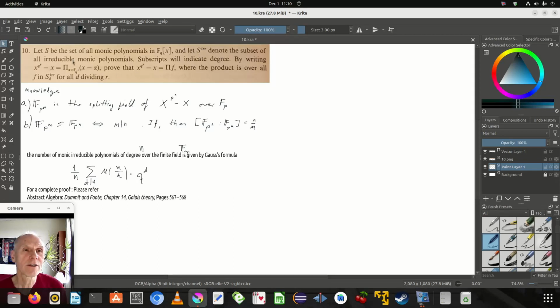SIR is the set of all reducible polynomials with coefficients in Q, and SD are those of degree D, as it says here. Then we shall write this as a product of, or show that it can be written as a product of, irreducible monic polynomials whose order divides R.